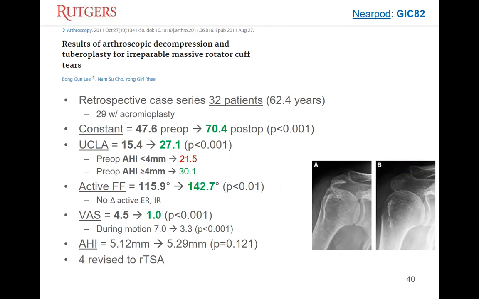Increased success with greater preoperative acromiohumeral interval is important, as it suggests that the glenohumeral kinematics in these patients are still relatively maintained.